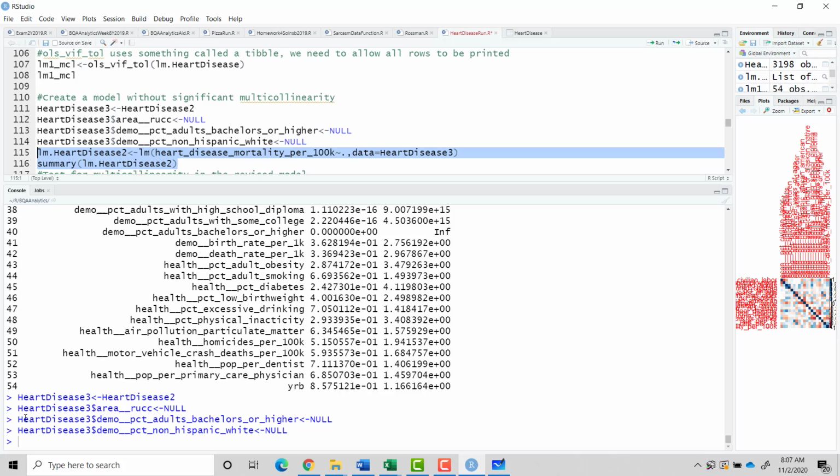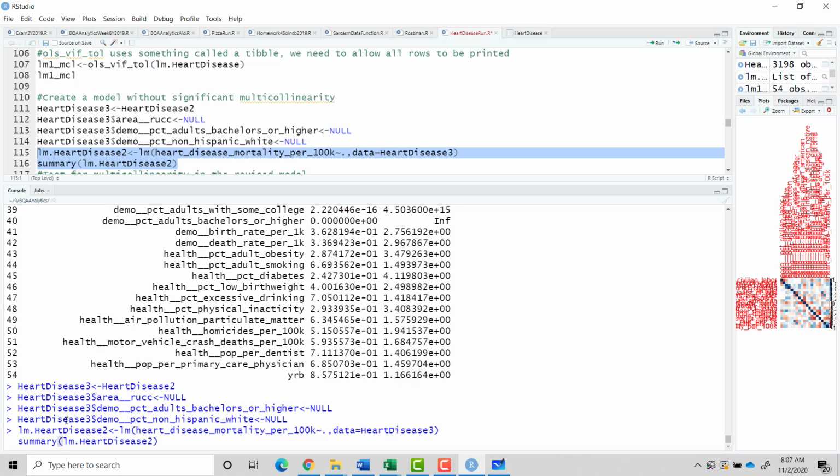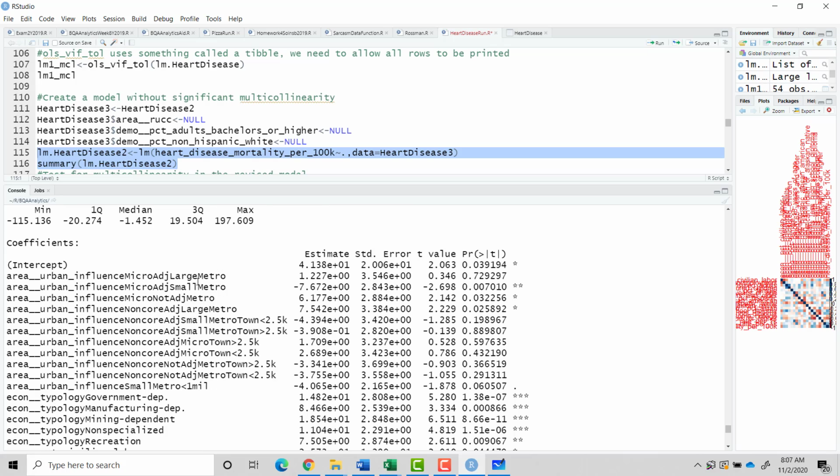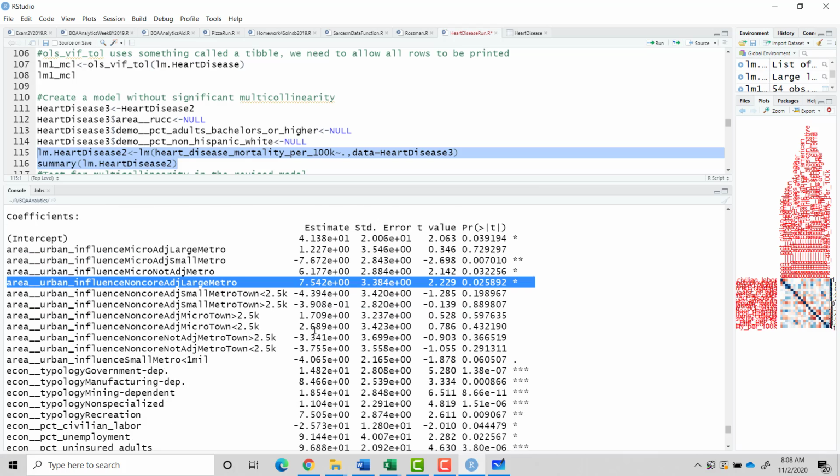So let's now run this regression on the new data set. And you can see this is a little bit better. You get a bit more significance. We still missed the base, which is the metro greater than 1 million, but we see a little bit of significance in the small metro and adjacent to metro as before. Small metro has less heart disease. The micropolitan area and the non-core have positive.